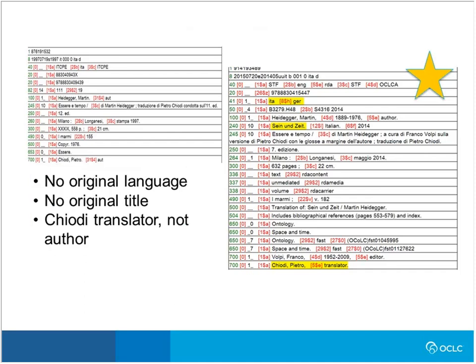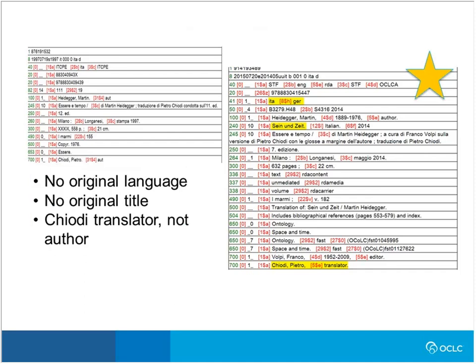In the first record on the left, there's no indication what the original language was or the original title. And although Chiodi is accurately represented in this added entry for this Italian translation of Sein und Zeit, the relationship is shown as an author rather than as a translator.